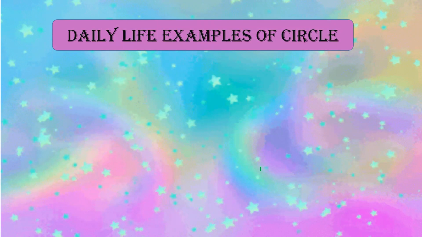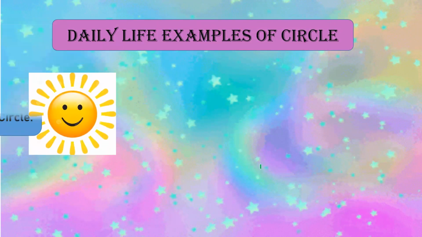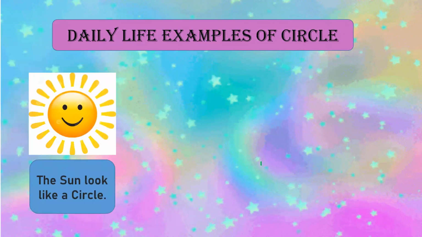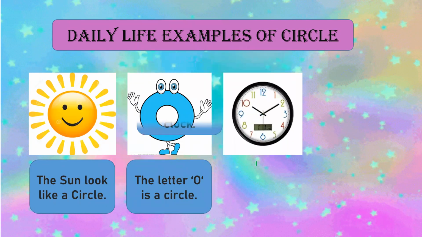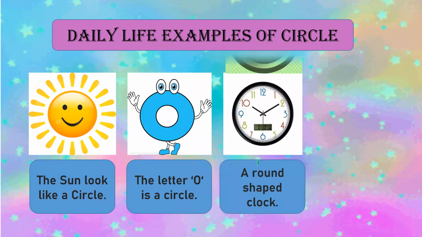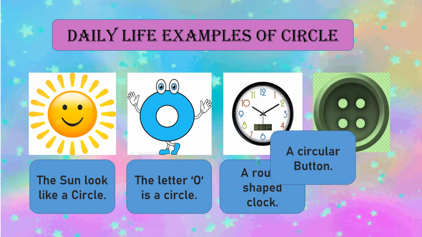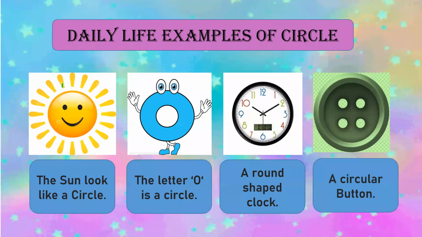Let us find out some daily life examples. Yes, the first example is the sun. The sun looks like a circle. The letter O is a circle. A round shaped clock. A circular button. Now see, you can find circles in all these pictures. These are the daily life examples.